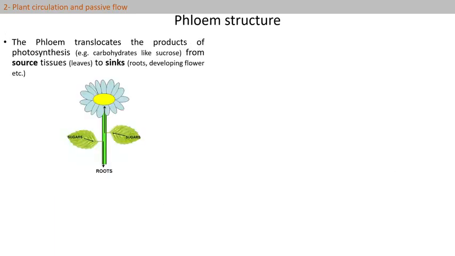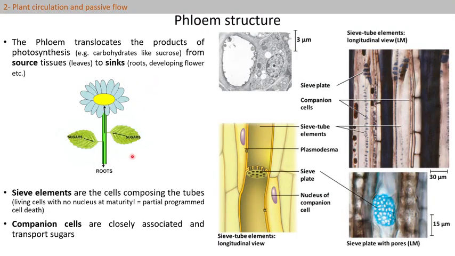So let's now discuss phloem structure and understand how phloem works. The phloem translocates products of photosynthesis, so for instance, think carbohydrates like sucrose, from source tissues to sink tissues. The pipes themselves are fairly similar in structure to the xylem. For instance, you have sieve elements, so cells, that compose bits of the pipes, and they're connected by pores, again, called sieve plates, and that's how you build pipes.